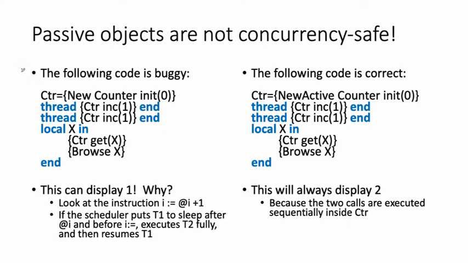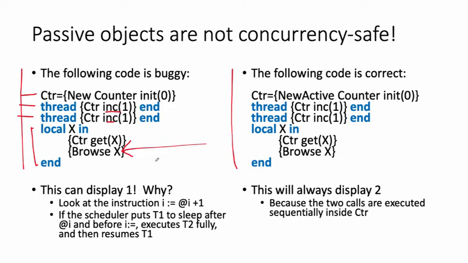On the left, we have code for a passive object. On the right, we have code for an active object. So here I create a counter, initialized to 0. I have two threads. Each thread will increment the counter. And then I also will display the value of the counter. Now the question is, what will be the value displayed here?